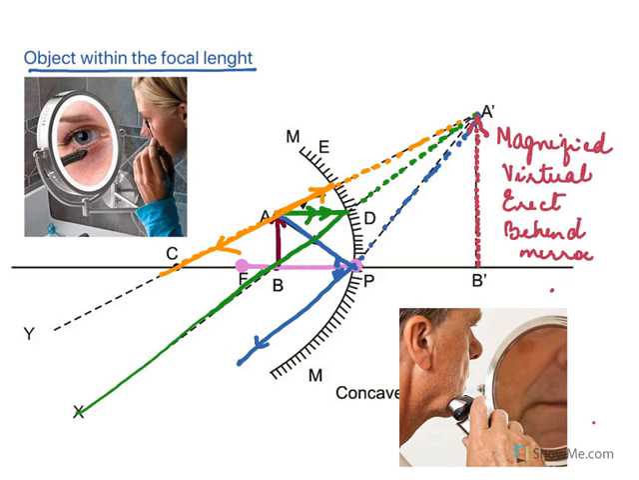Here are some examples where we use this concave mirror. You can here see this lady doing her makeup, and the image formed in the mirror is so magnified. It's erect, virtual, and magnified. So this concave mirror is used as a shaving mirror. Here also in another picture you can see this man shaving, and his image in the mirror is so much magnified. Here he is using a concave mirror and he stands within the focal length, so he gets a magnified, virtual, erect image.